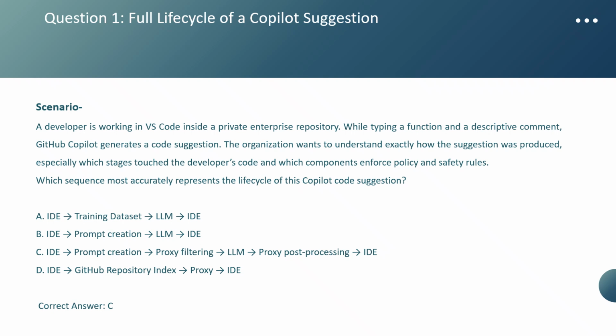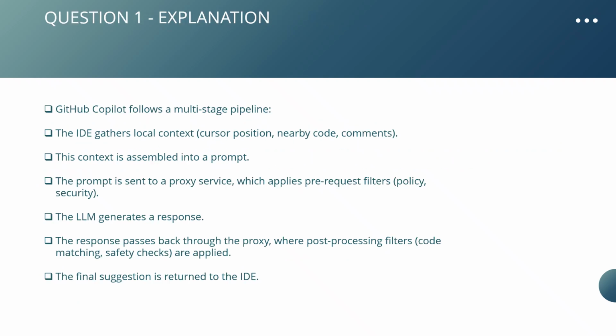Correct answer: C. IDE prompt creation, proxy filtering, LLM, proxy post-processing, IDE. Explanation: GitHub Copilot follows a multi-stage pipeline. The IDE gathers local context, cursor position, nearby code, comments. This context is assembled into a prompt. The prompt is sent to a proxy service which applies pre-request filters, policy, security. The LLM generates a response. The response passes back through the proxy, where post-processing filters, code matching, safety checks are applied. The final suggestion is returned to the IDE.